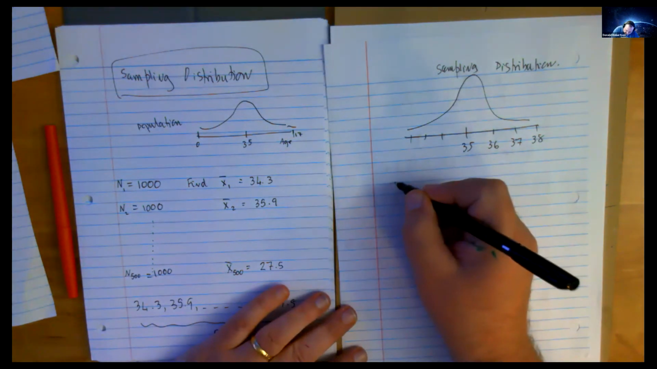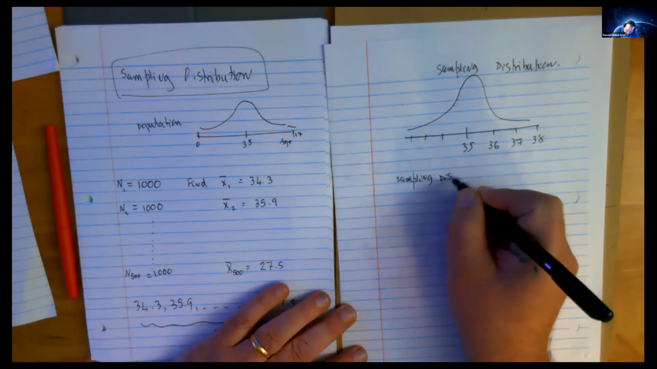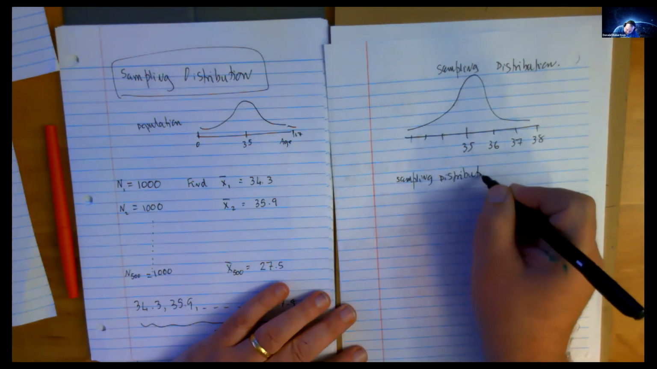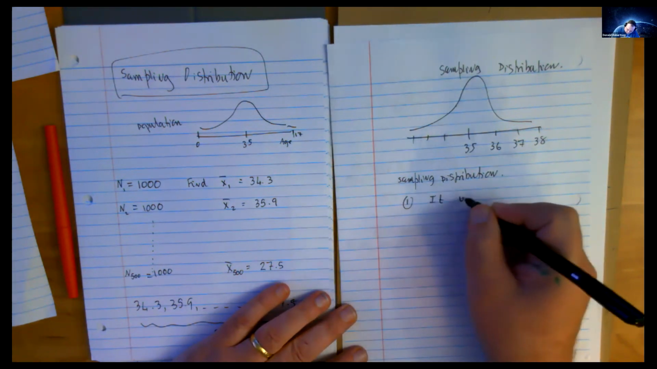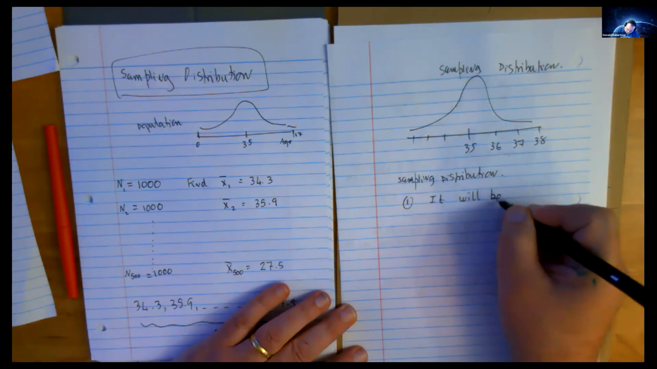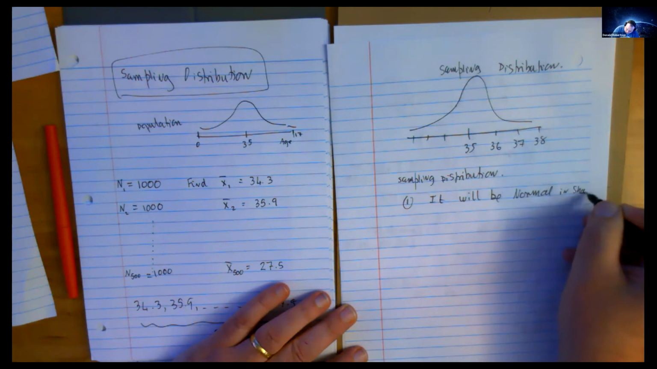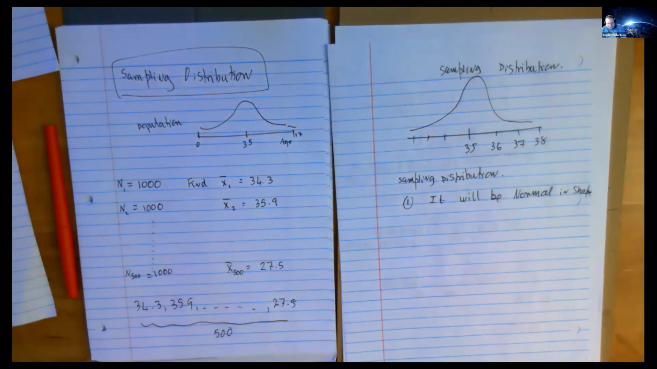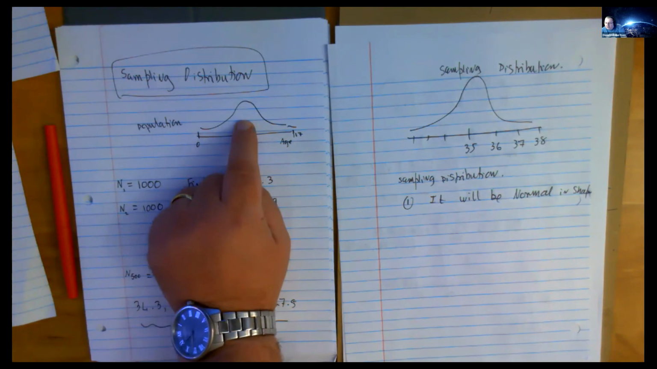Now, for the sampling distribution, the following things are true. 1, it will be normal in shape. Even if the population, this is the weird part, maybe counterintuitive, can you imagine that the population was skewed to the right? Can you imagine? In fact, it probably would be, wouldn't you?